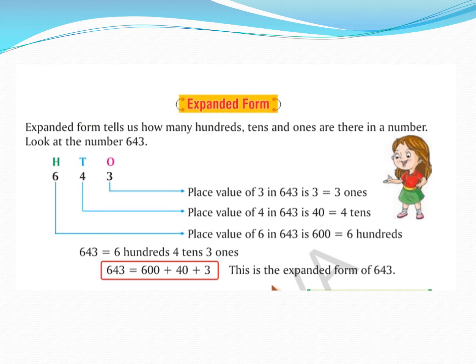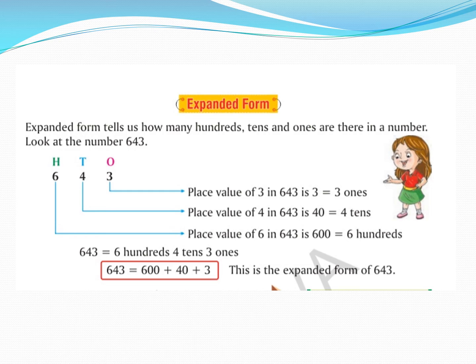Therefore, place value of 3 in 643 is 3 ones. Place value of 4 in 643 is 40, that is 4 tens, and place value of 6 in 643 is 600, that is 6 hundreds. Therefore, we can say 643 is equal to 6 hundreds, 4 tens and 3 ones.